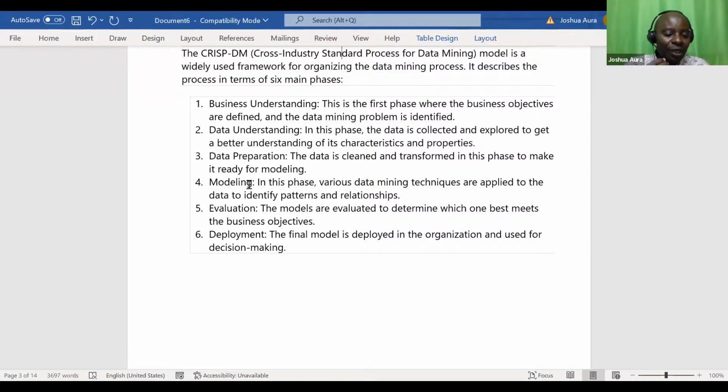And then, of course, the moment you discover what you would want to make use of, then you have to deploy. Deployment: the final model is deployed in the organization and used for decision making.